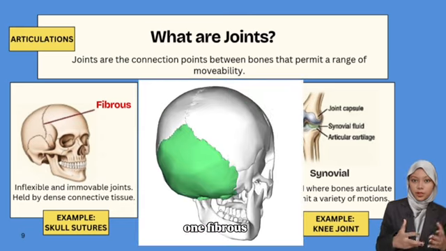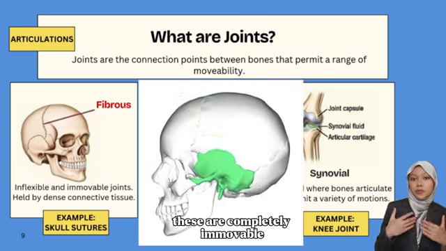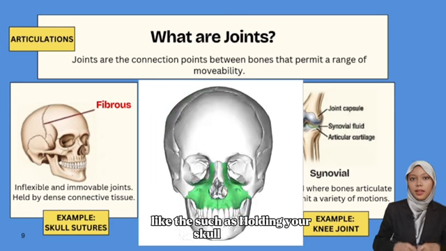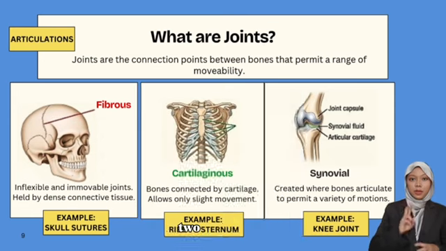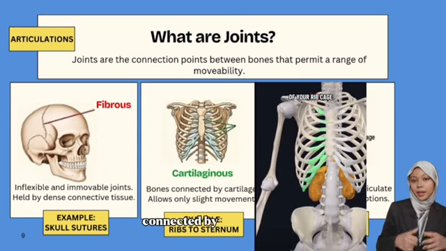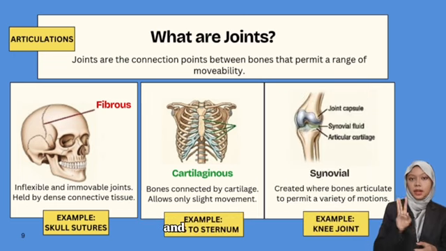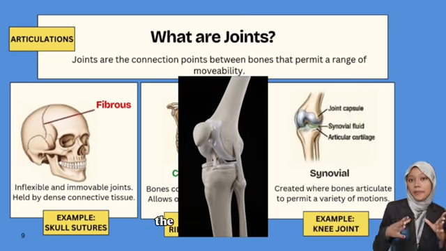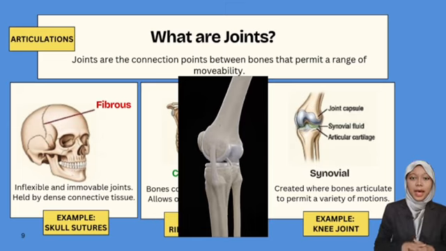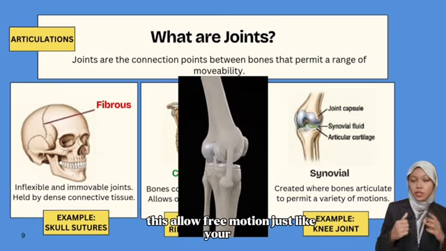1. Fibrous joints. These are completely immovable, like the sutures holding your skull together. 2. Cartilaginous joints, connected by cartilage, allowing only slight movement, like your ribs. And 3. Synovial joints, allowing the greatest range of movement. These allow free motion, just like your knee.